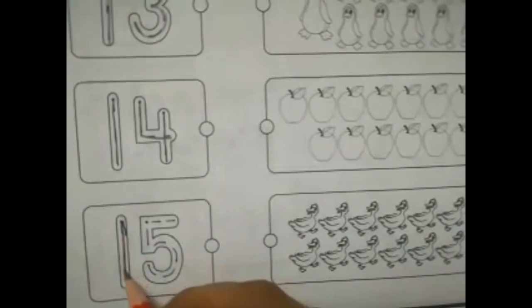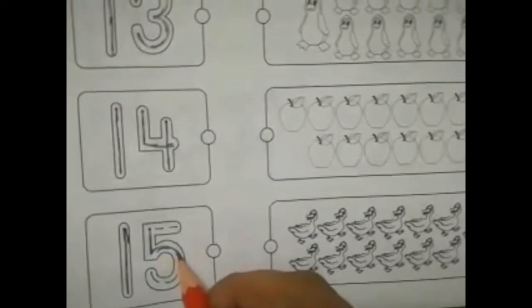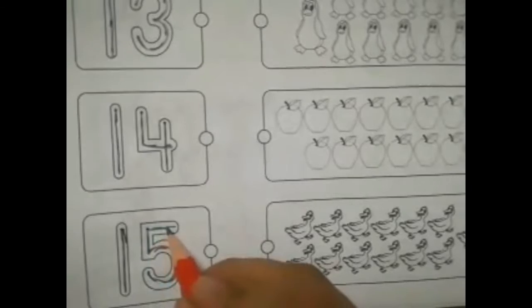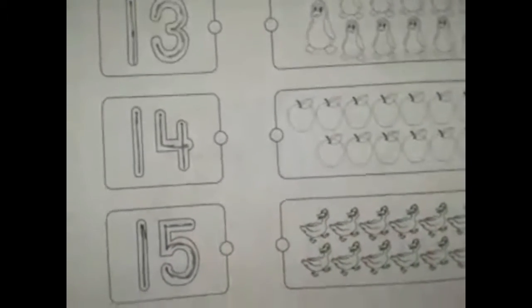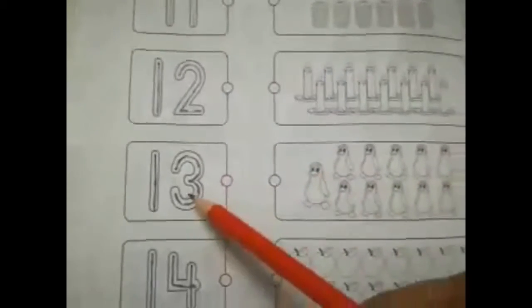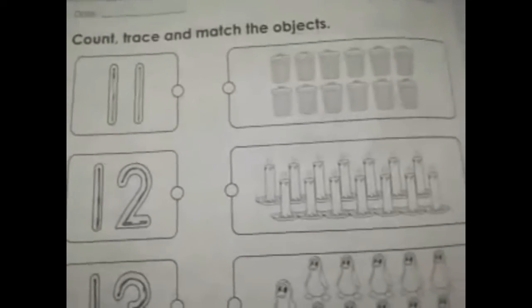Straight line. Then a circle, a half circle, and make a straight line like a head. What is this? 15. Repeat it one time. 11, 12, 13, 14, 15. Okay. Now count the things and match the number with the correct things.